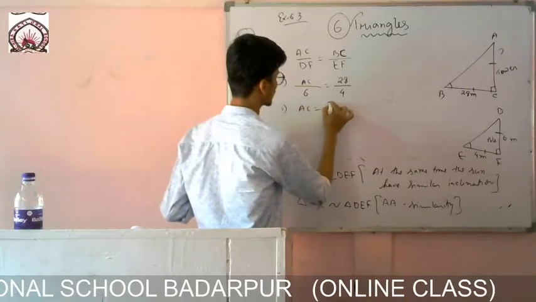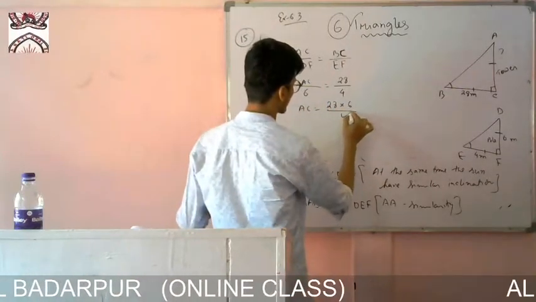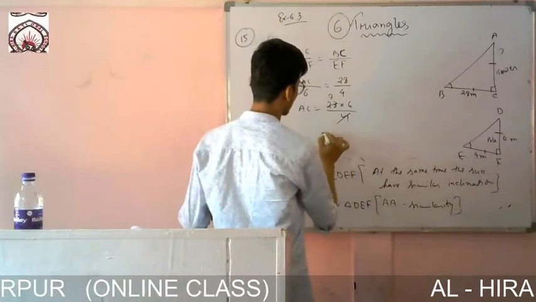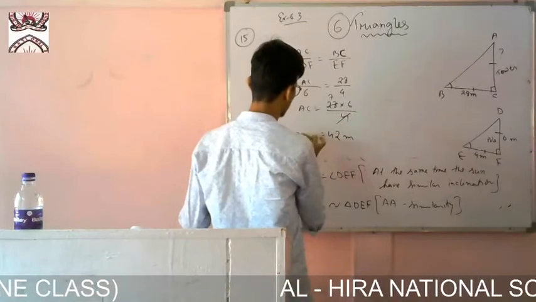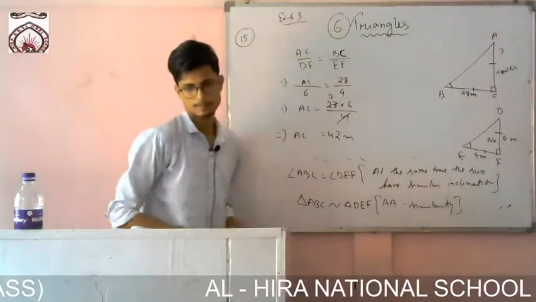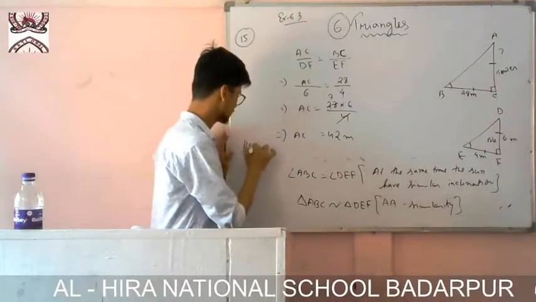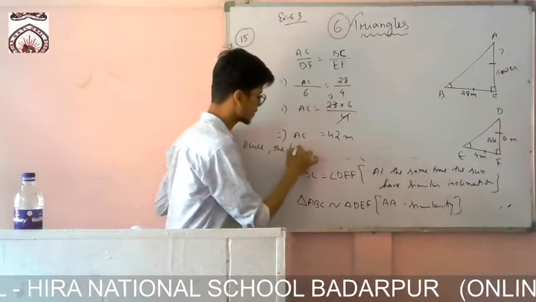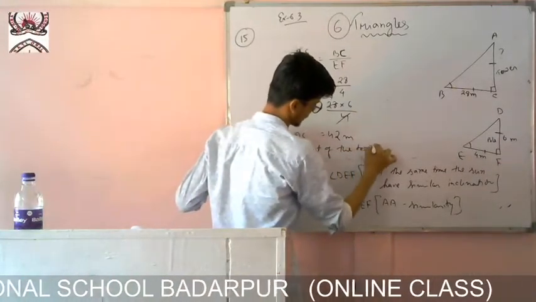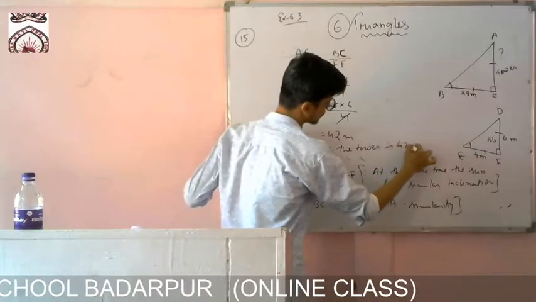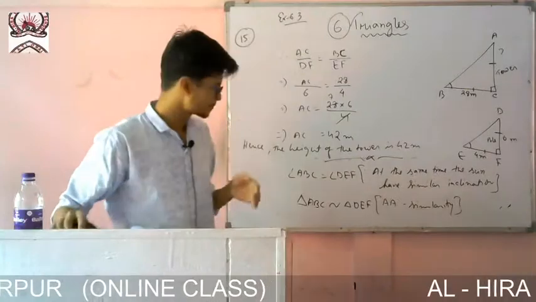So AC will be equal to 28 into 6 by 4. 7 6s are 42 meter. So AC will be equal to 42 meter. So you write, hence the height of the tower is 42 meter. Hence the height of the tower is 42 meter, okay.